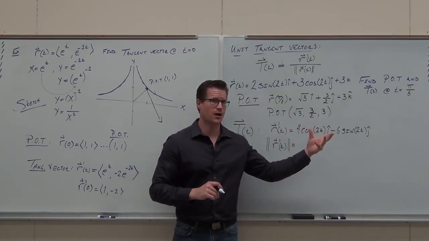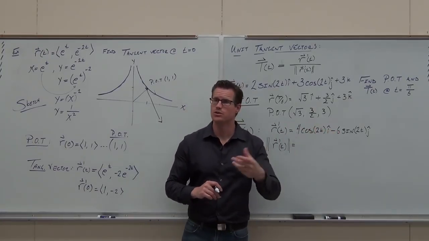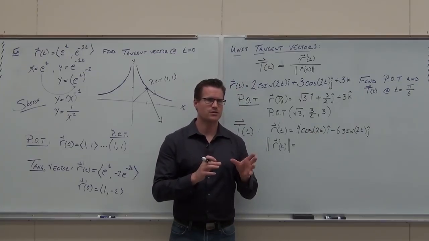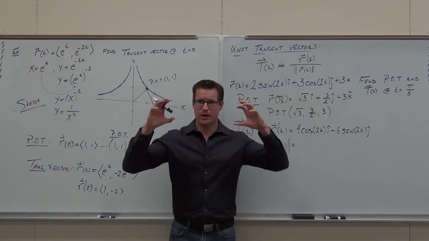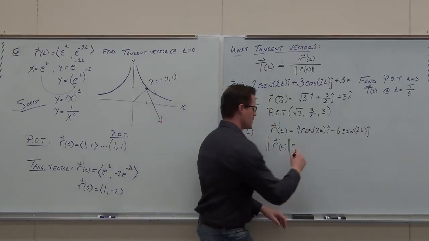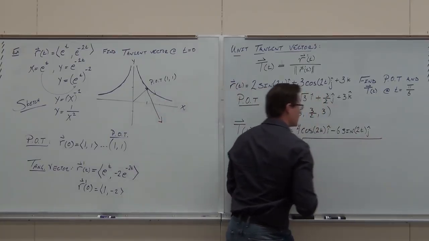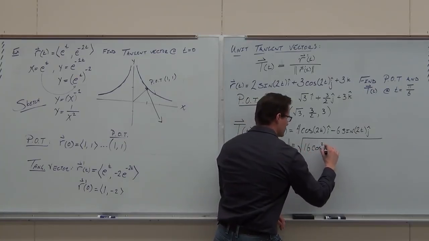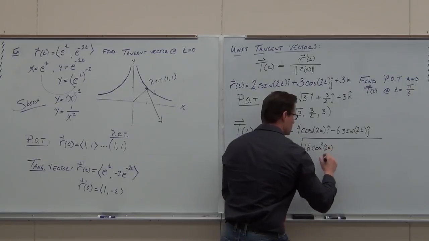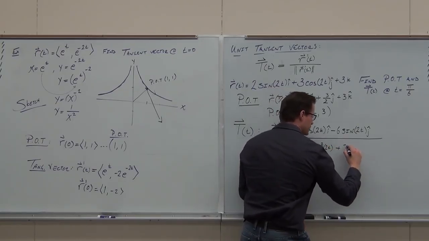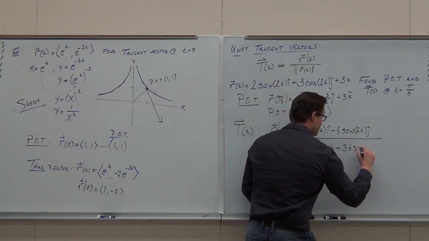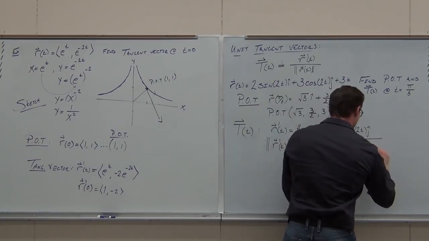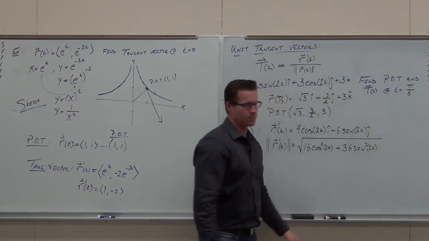We haven't done it very often where we've actually had variables in there. Can you do it? Can you find the magnitude of that? It's done the same way. Remember how to find the magnitude of vectors? Square them, add them, square root them. Square them. Add them. Square root.